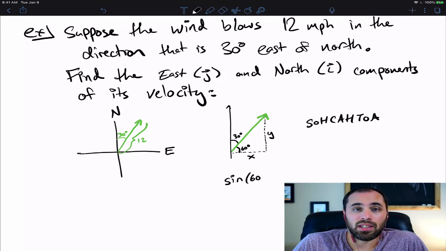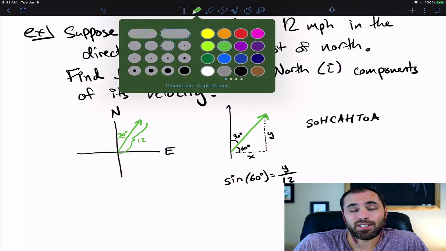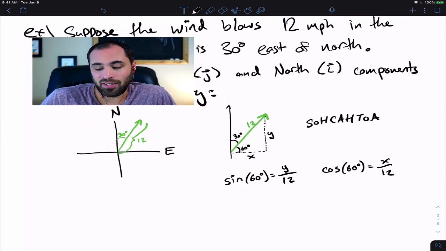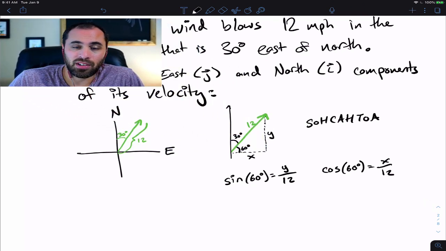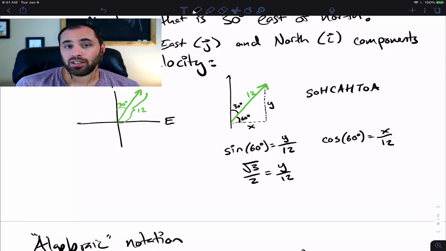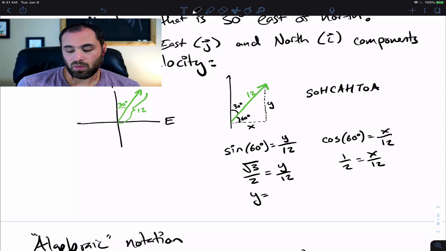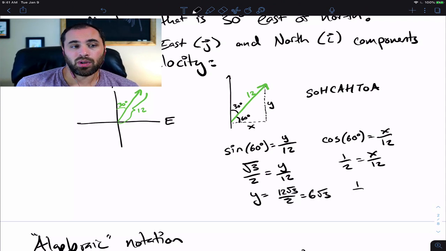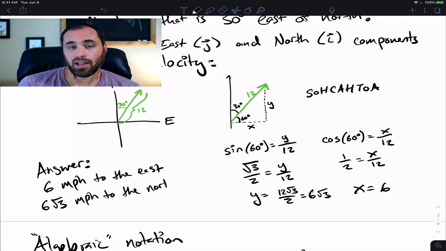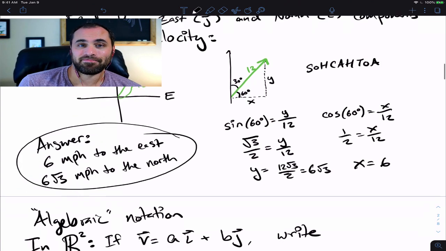And really the tool we need is SOHCAHTOA. This is really one of the only things I can remember from my trigonometry class. So remember SOHCAHTOA, sine of an angle is the opposite over the hypotenuse, the cosine is the adjacent over the hypotenuse, and so on. So if this angle inside the right triangle is 60 degrees, we can say the sine of 60 is y over 12, the way I've drawn it, and the cosine of 60 is x over 12. Then we can solve for x and y, and this is what we get.